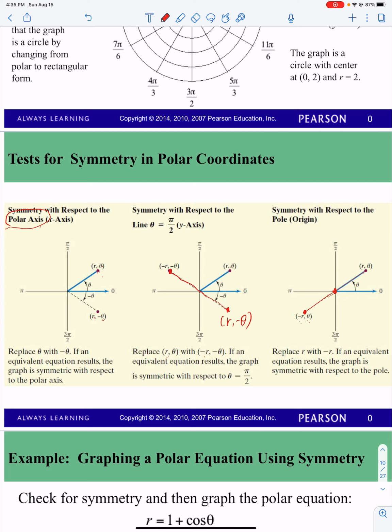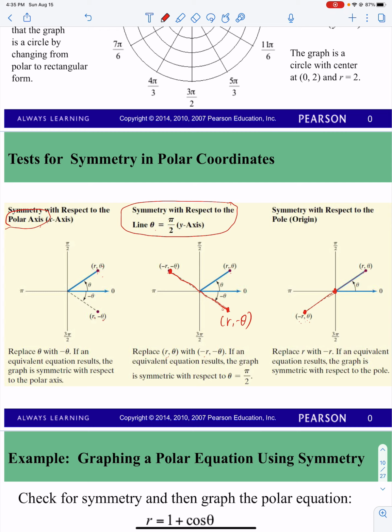Yeah, so this is how you find the negative r, negative theta. First find r, negative theta, and because it's negative r, instead of going in this direction, you go the opposite direction right here. So this is why negative r, negative theta is right here. This is symmetry with respect to the line theta equal to pi over 2. It's similar to the y-axis here.